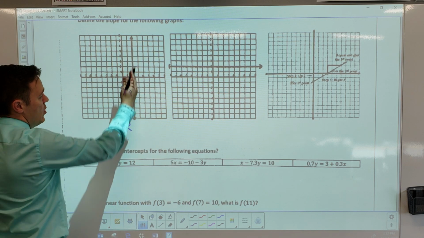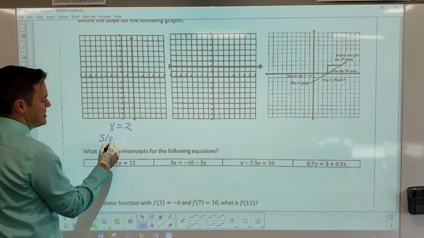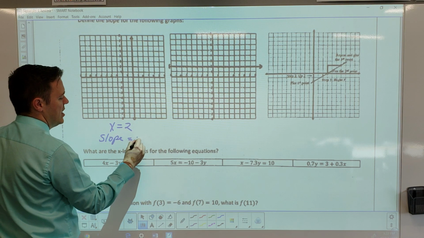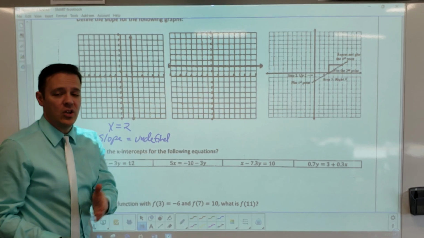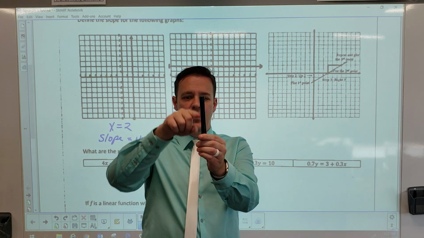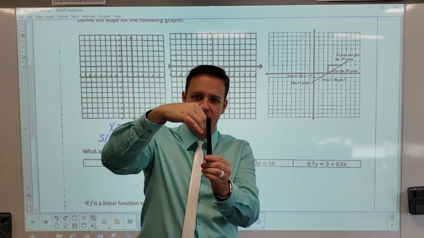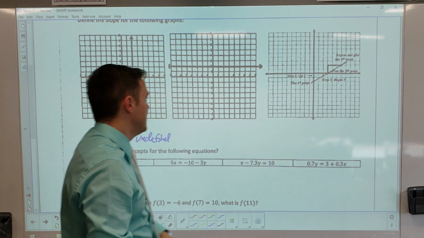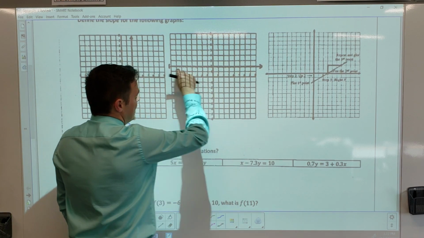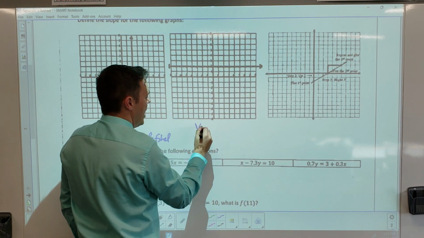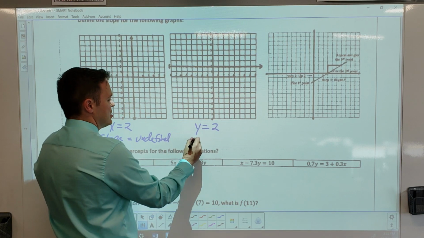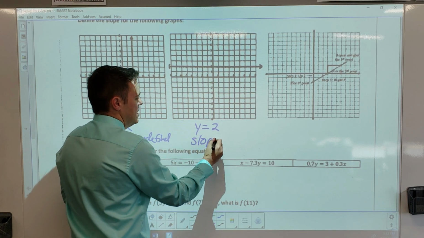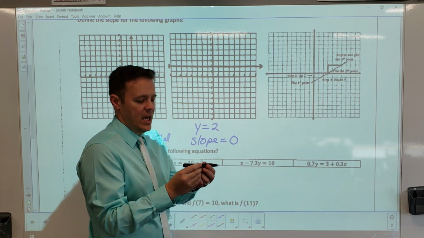Then, ladies and gentlemen, what is the slope? The slope on this line is undefined, okay? It is a vertical line. A vertical line is always undefined. I can't tell you what the slope of this is because it doesn't exist. There isn't one. It is undefined. For the horizontal line, the equation is y equals 2. It's very important for you guys to know that. Then the slope of this is what? The slope of this is 0, okay?